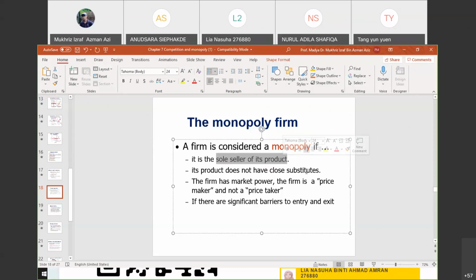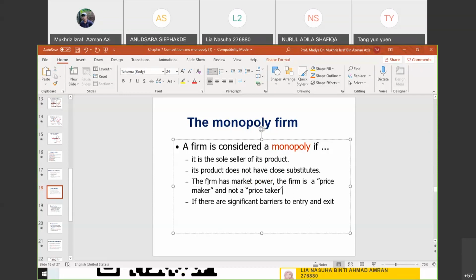Because you are the only one selling the product in the market, there is no close substitute. And because you are the only seller, the company becomes the price maker. You are the king of the price, meaning you set your own price. You don't need to follow what the market says. In fact, what you set becomes the market price. Unlike perfect competition, because there are many sellers in the market and no one seller can actually determine what they want to sell. It depends on the interaction of demand and supply for perfect competition. But for monopoly, they have the power to set whatever price.